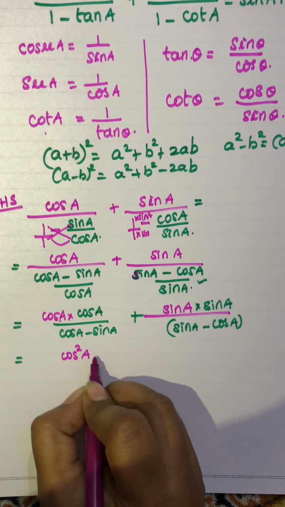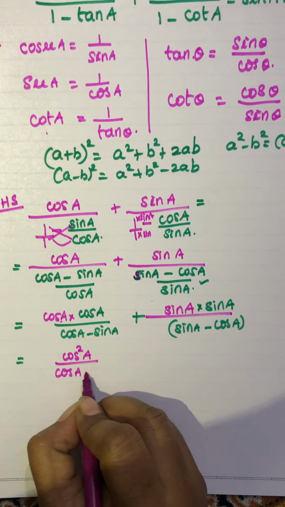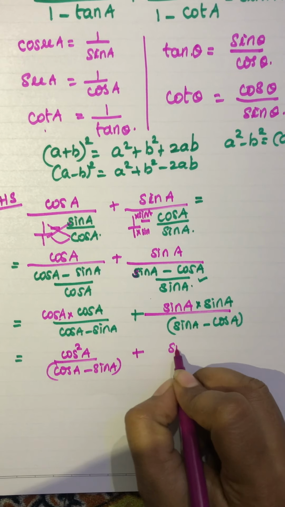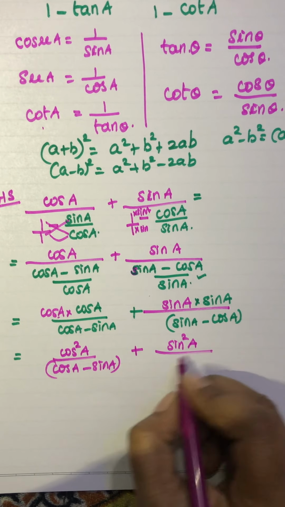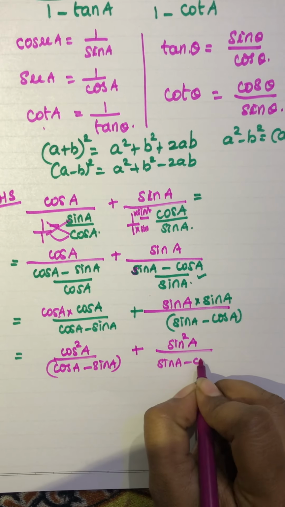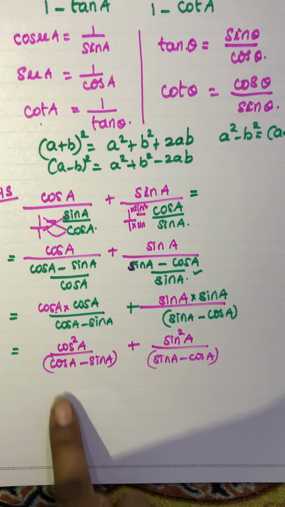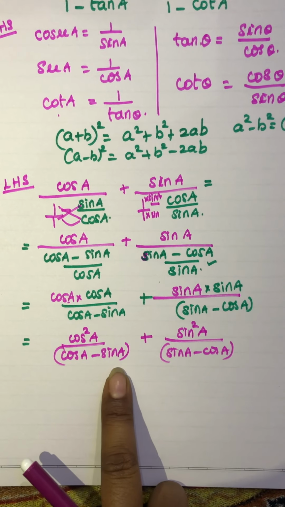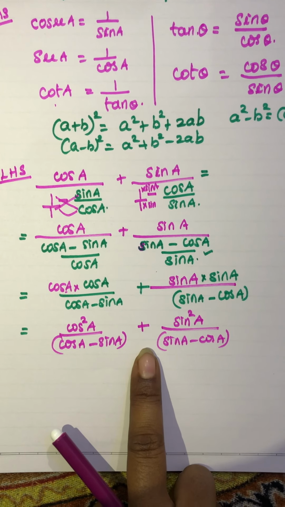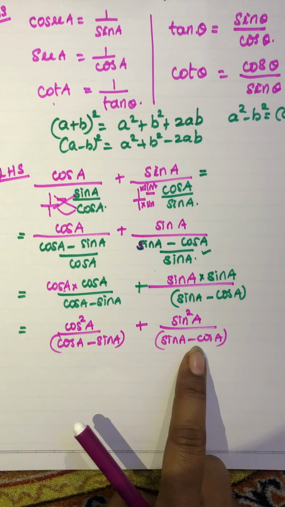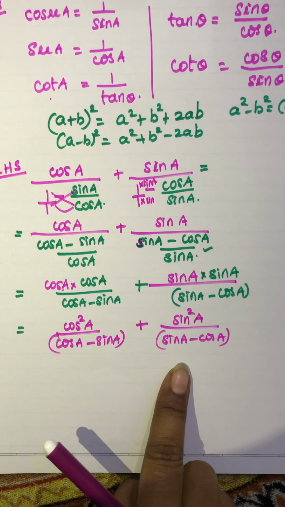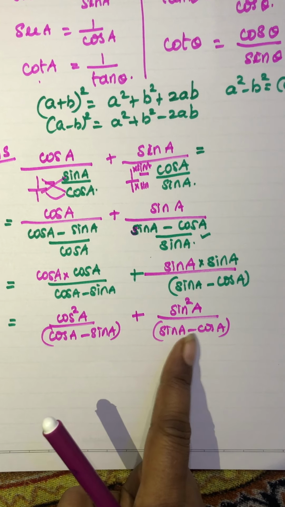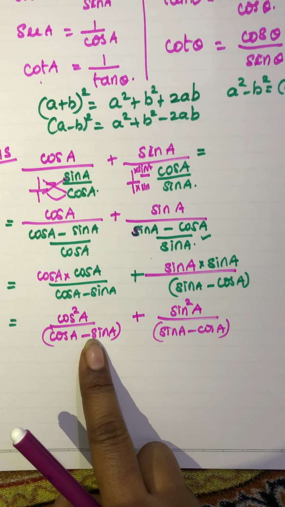So cos square A by this is cos A minus sin A, okay, plus sin square A by this is sin A minus cos A. Okay, but the denominators are not equal. It is just different by a sign. So what shall we do? We can make both equal. You can take the minus outside.